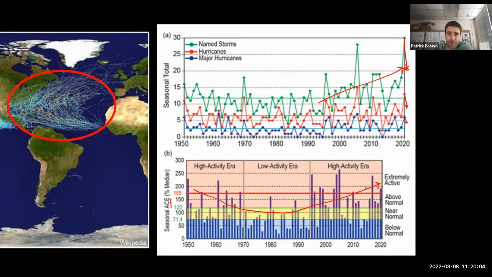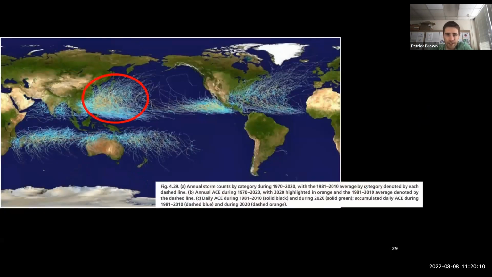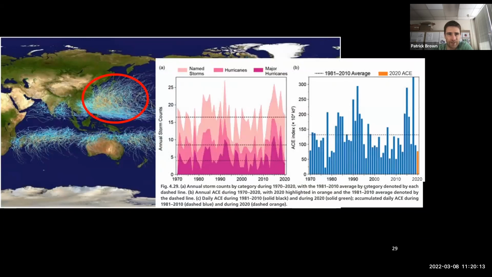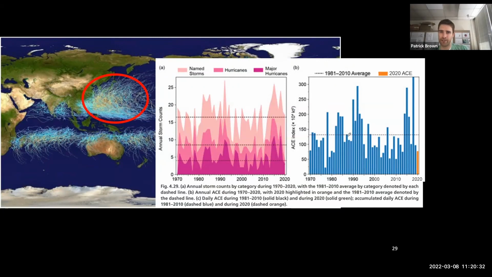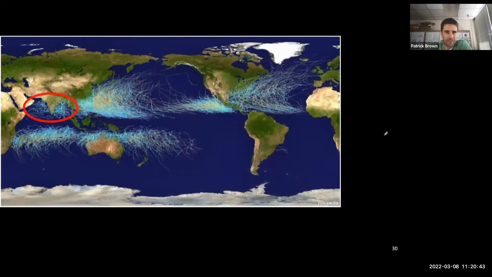But if it's flat globally and there's an increase in this basin, then some of the other basins must either be decreasing or everything else has to be pretty much flat. And that's what we see when we look at these other basins. This is the one with the most activity, and we see our annual counts basically flat with some variability. And here's our ACE index again, how much total energy we see in these tropical cyclones, basically flat. Looking at these other basins, here's the North Indian Ocean.